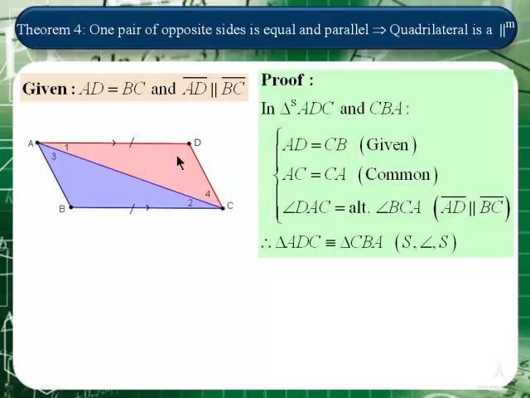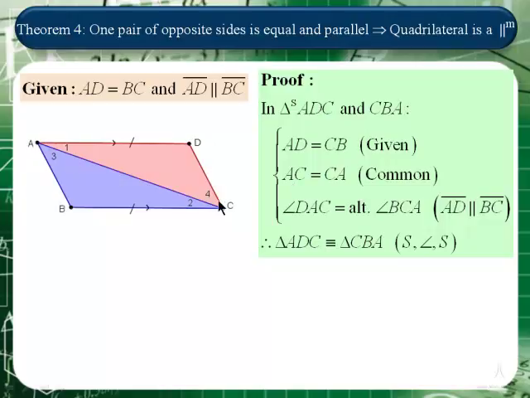Now to achieve this, we compare the red and the blue triangles, namely triangle ADC and triangle CBA. And what do we know? Well, it's given to us that AD in the red one is equal to BC in the blue one.